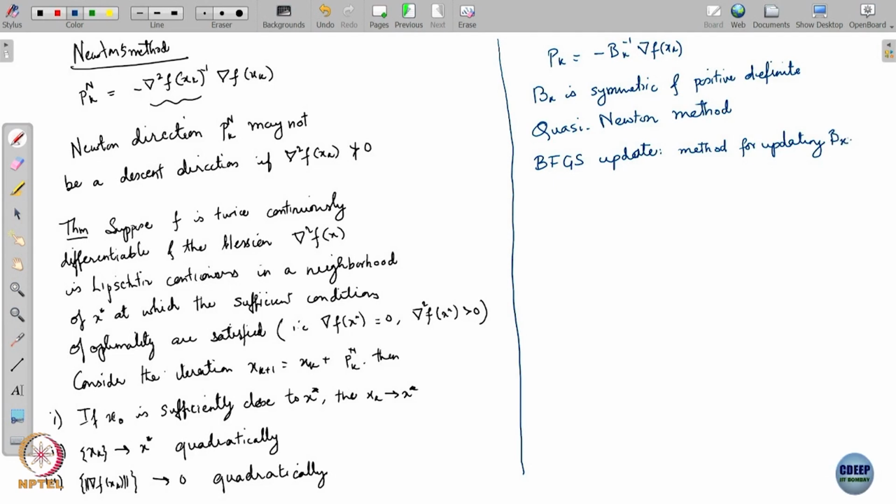Now, with this, I think this gives us a wide gamut of methods for solving unconstrained optimization problems. So, from here now we will move on to constrained optimization.